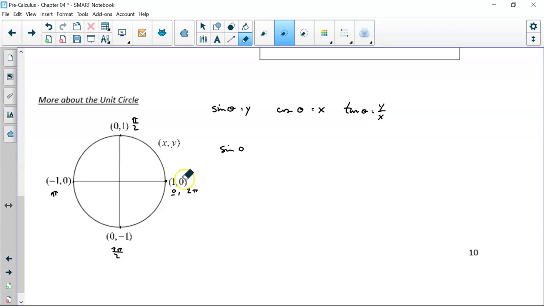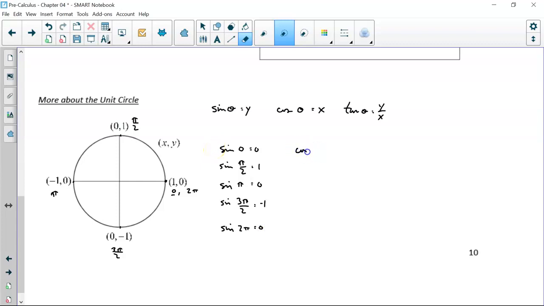So our y coordinate here, the sine of 0, is going to be 0. The sine of pi over 2, that y coordinate, is going to be 1. The sine of pi is going to be 0. And the sine of 3 pi over 2 is going to be negative 1. And then we can keep going back. If we go to 0 again, or sine of 2 pi, we're back to that same spot. We're still at 0.